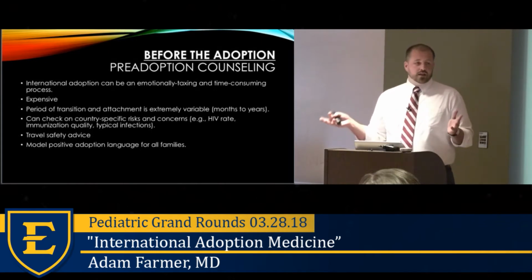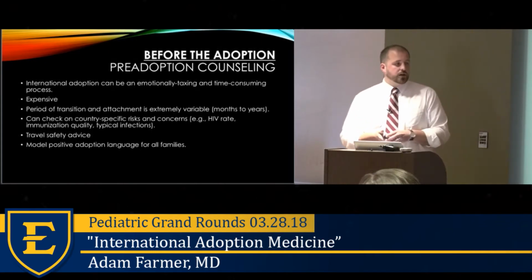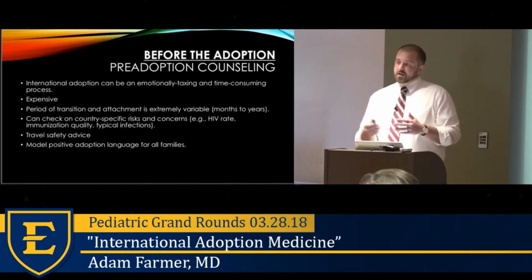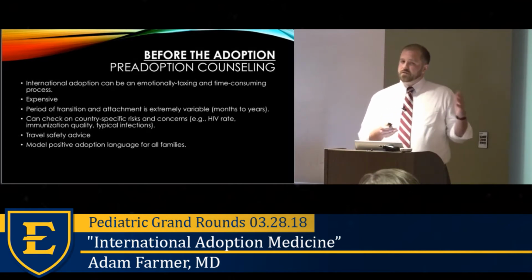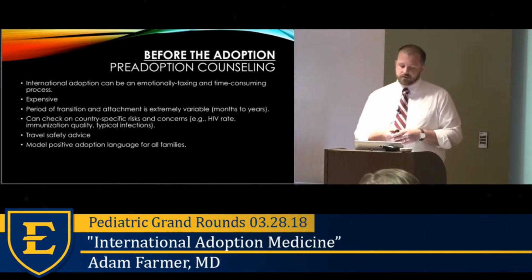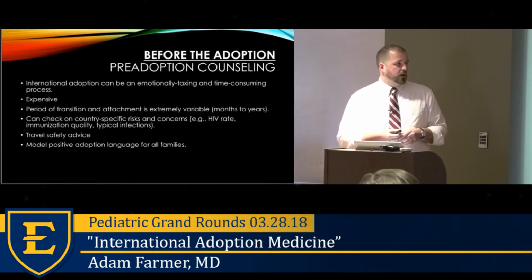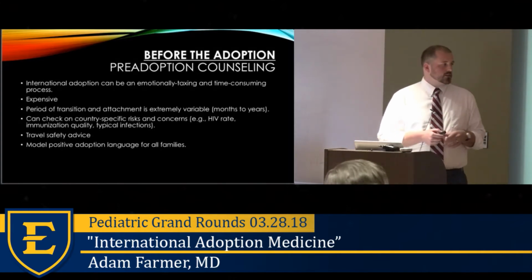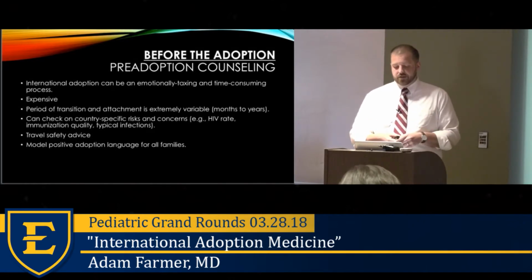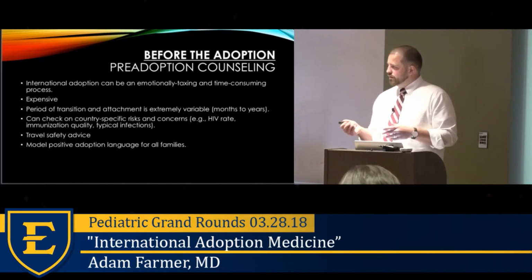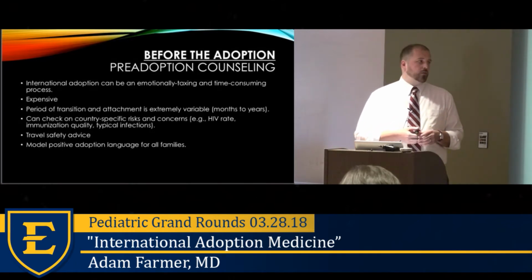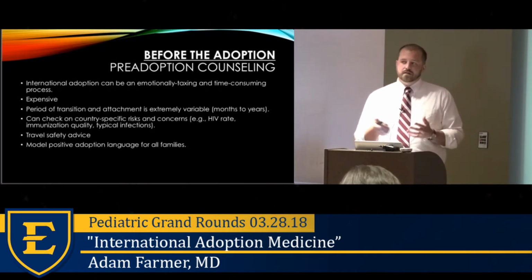Again, it runs the gamut depending on what country you're adopting from or what organization you're using. But a lot of the numbers I found were close to anywhere from $20,000 to $40,000 to navigate the whole process of international adoption. It's also important to prepare parents that the period of transition for these kids and attachment to their families can be very variable depending on the child and depending on their life up until that point. It can be months, it can often take years.